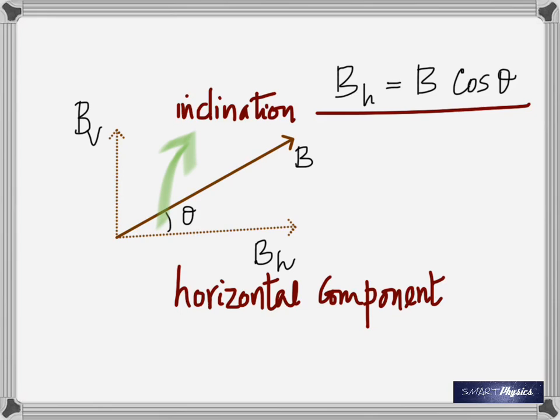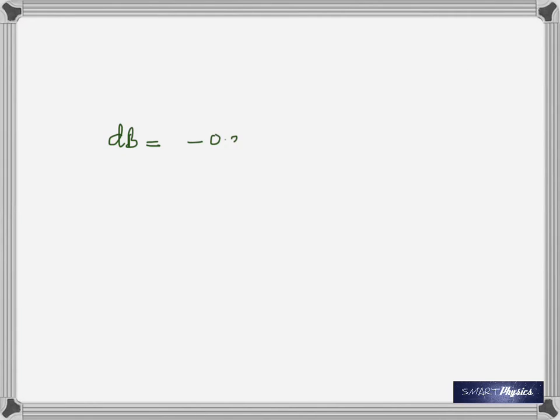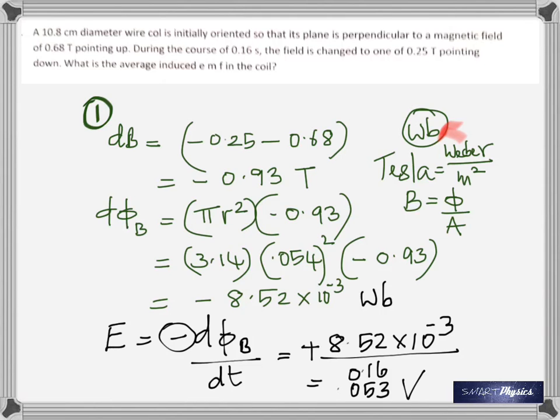This is the first problem. The problem talks about a coil that has its plane perpendicular to a magnetic field, but the magnetic field is pointing up. And in a certain time, the field is changed to one of 0.25 Tesla, pointing down. So you see that the direction of the magnetic field has changed.